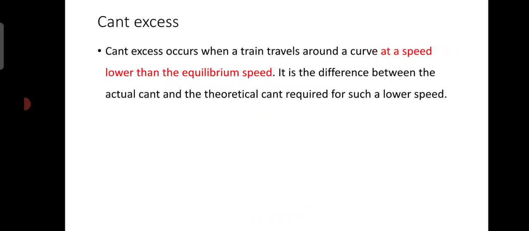Cant excess. This is just the reverse of cant deficiency. If the resultant force is more inclined to the inner rail than the outer rail, it is called cant excess. Cant excess occurs when a train travels around a curve at a speed lower than the equilibrium speed. It is the difference between the actual cant and the theoretical cant required for such a lower speed.